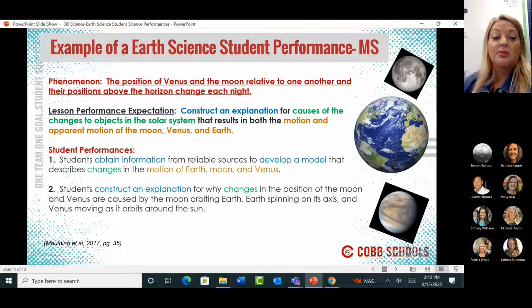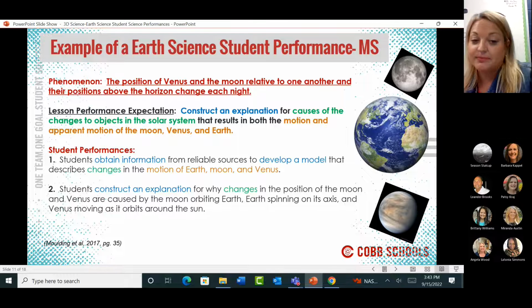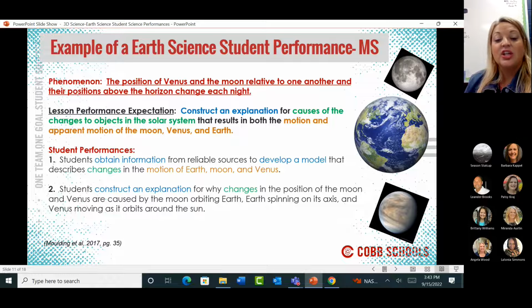Here is where the performance is broken down into the gather, reasoning, and communicating sequence. So first thing, students are going to obtain information from reliable sources to develop a model that describes changes in the motion of Earth, Moon, and Venus. That's the first thing that they're going to do. A student science performance is always step-by-step instruction. You're going to need to give them those reliable sources.